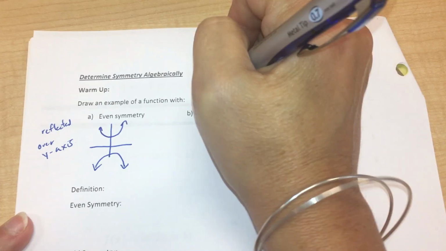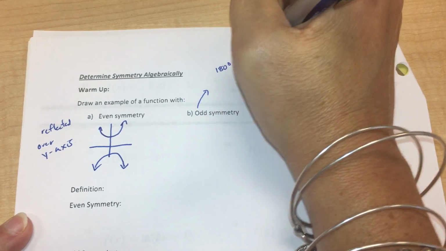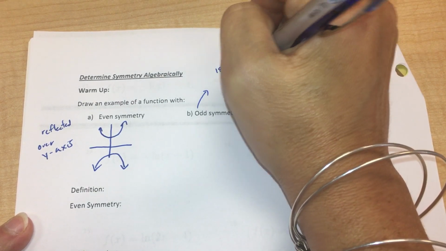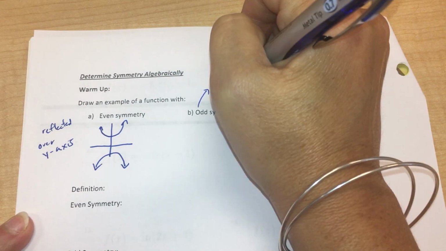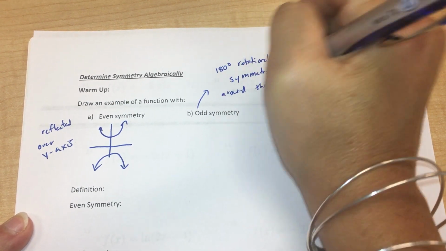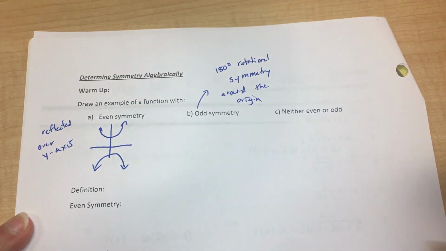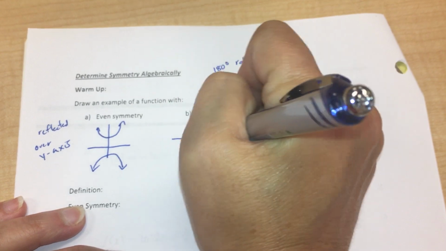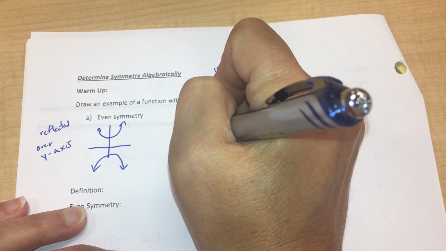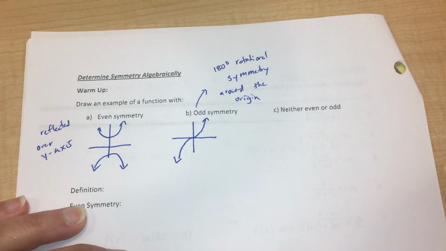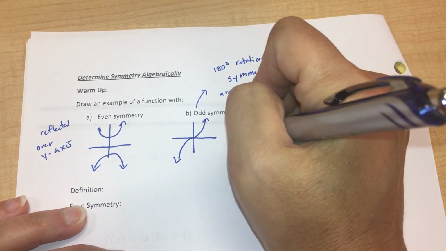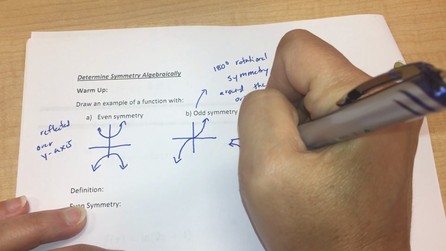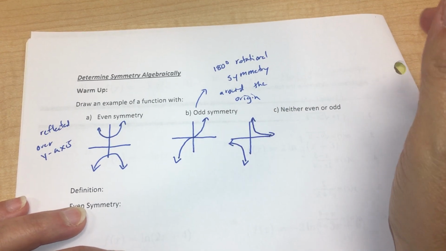Odd symmetry is when we have 180-degree rotational symmetry around the origin. Our two most common functions that have odd symmetry are y equals x cubed, which looks like this, and of course its inverse, the cube root, and also the parent function for a rational function, 1 over x. These have odd symmetry. Again, that's not the best graph.